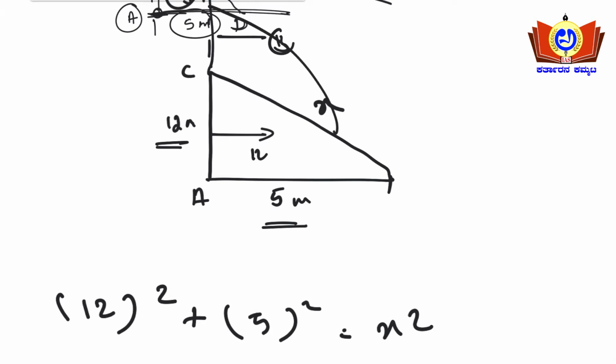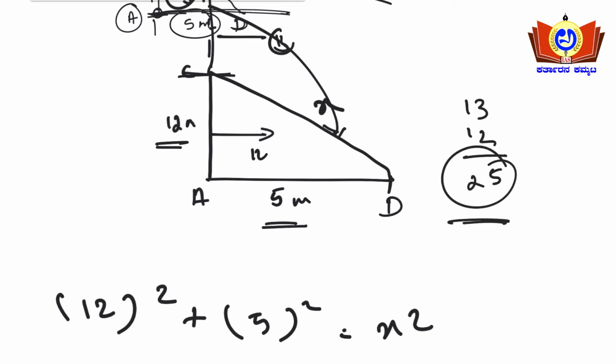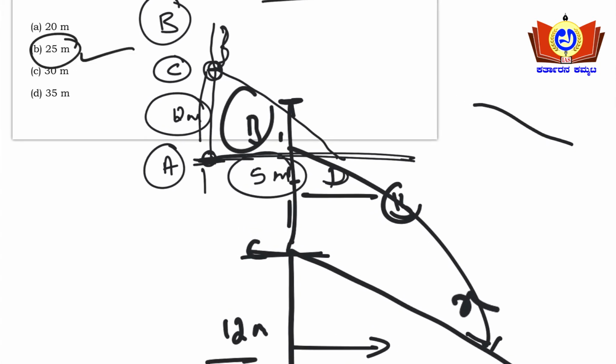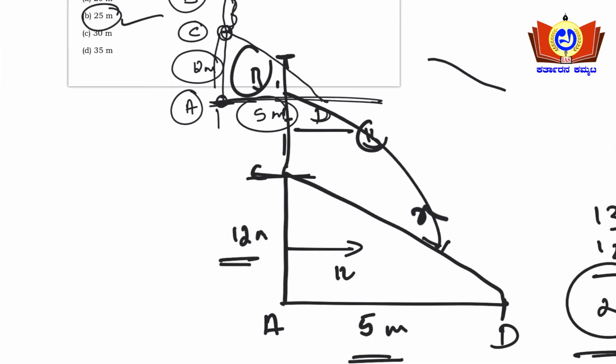This is the trunk which has collapsed and reached the ground, right? It is broken at C, and this part has been placed on the ground at point D. So this will be 13. So 13 plus 12 is 25, so 25 will be the answer, my dear friends. Option B is the right answer here. Simple question, my dear friends. Moving on to the next question.